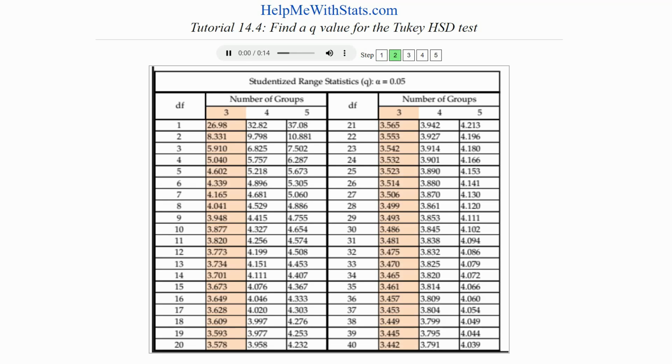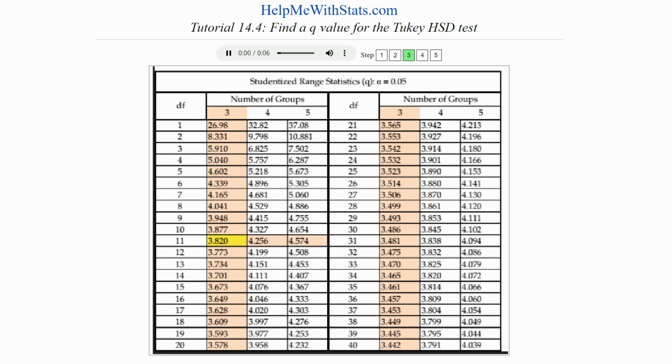Let's work through an example where we have 3 groups and 11 degrees of freedom within groups. With 3 groups, the columns that are highlighted indicate all of the critical Q values for denominator degrees of freedom between 1 and 40. With 11 denominator degrees of freedom, the critical value is 3.820.